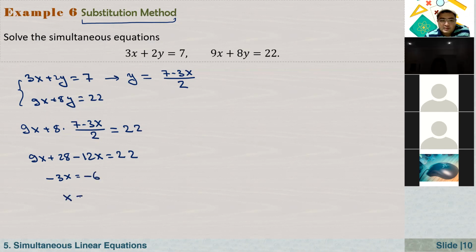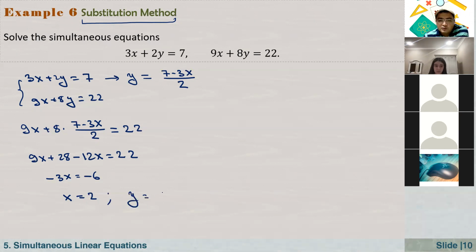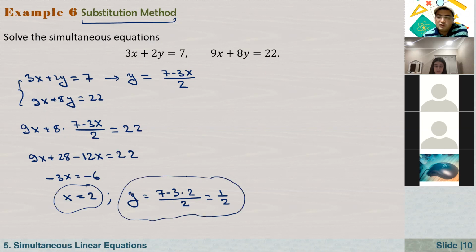From here, what is x? X equals 2. If I know x, now we know what is y, right? Substitute there. Y is equal to (7 minus 3 times, what is x? 2) over 2, which is equal to 1 over 2. So these are the answers. Solving the simultaneous equation using this method, we call this substitution method.